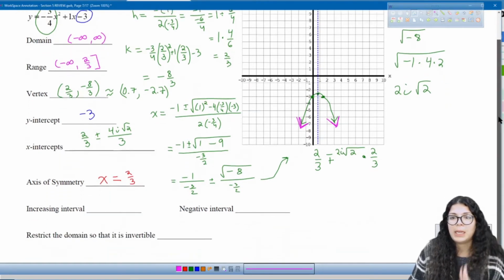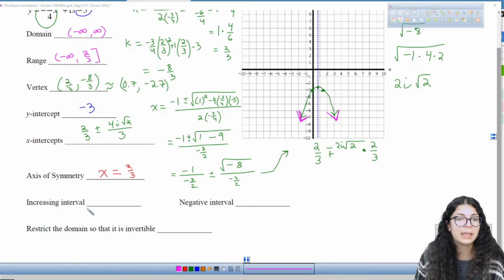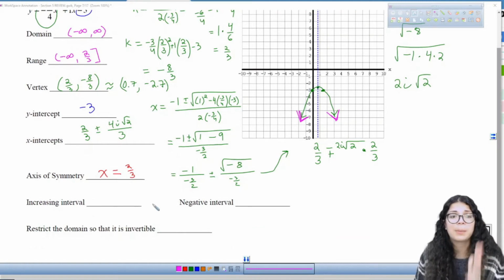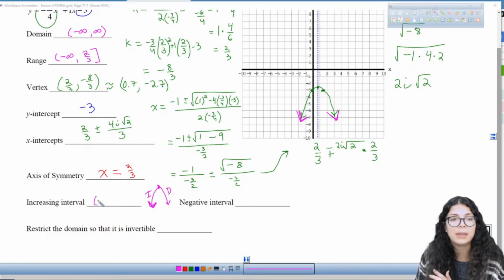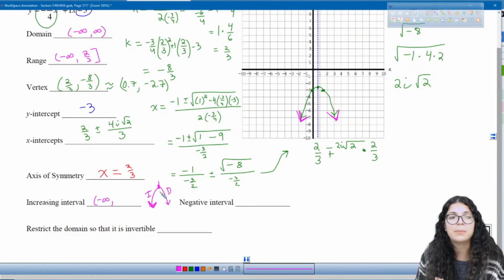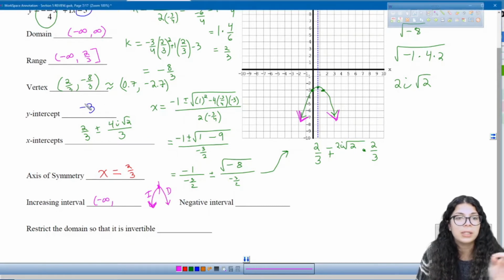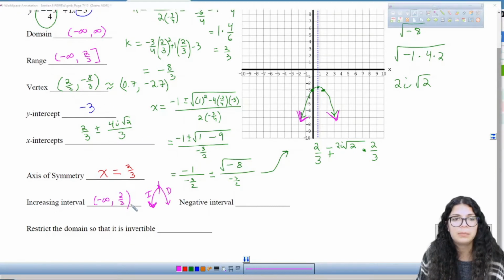Okay, what do we have remaining here? Increasing interval. Okay, what part of the graph is going up from left to right? It's a parabola facing down, right? So the left side of the graph is increasing, the right side of the graph is decreasing. So this left side is the increasing piece from arrow on the left, negative infinity, all the way up to the x value of the vertex, which is 2/3.